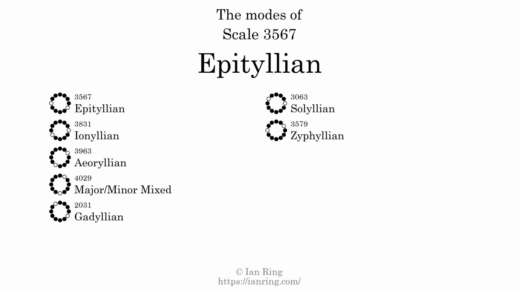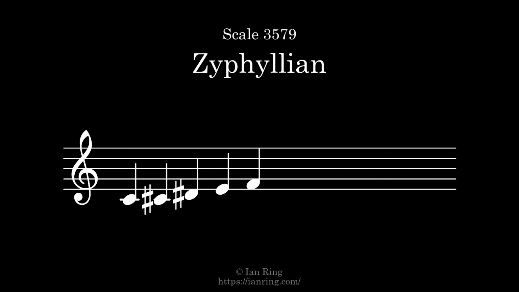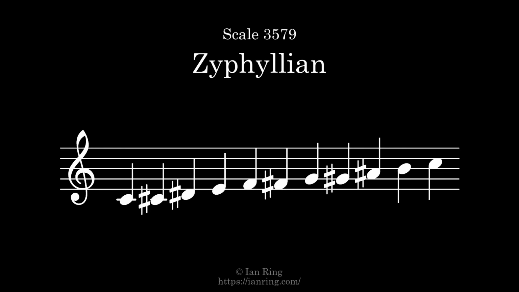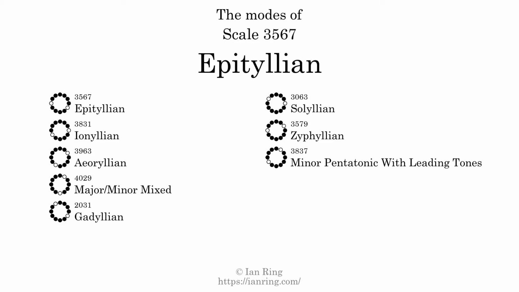The seventh mode is scale 3579, also known as Epityllian. It sounds like this. The eighth mode is scale 3837, also known as minor pentatonic with leading tones. It sounds like this.